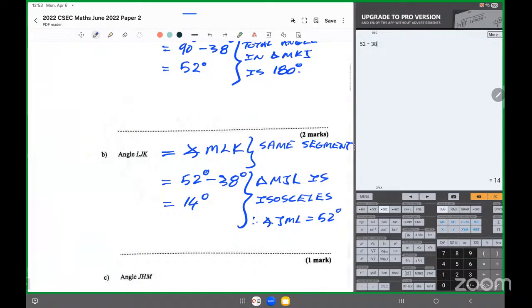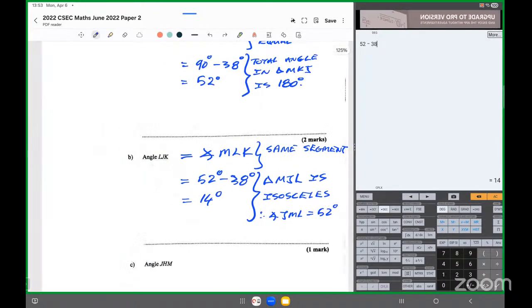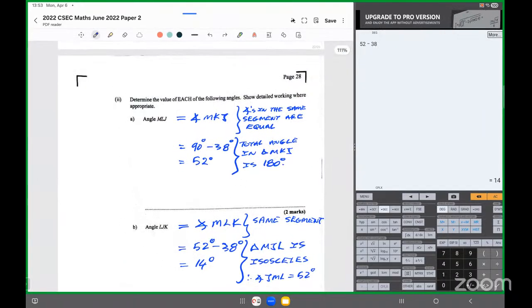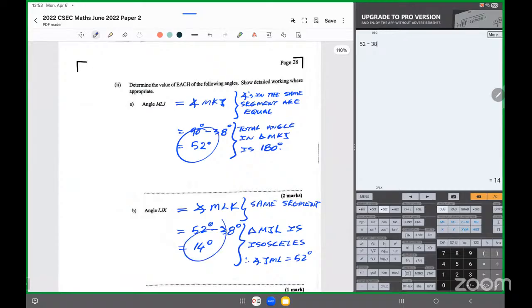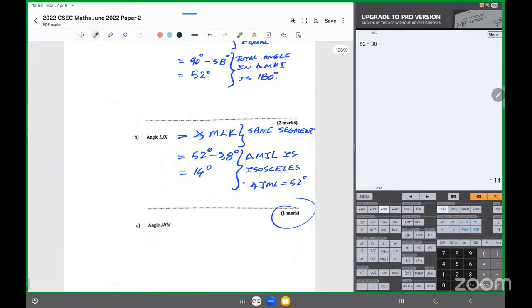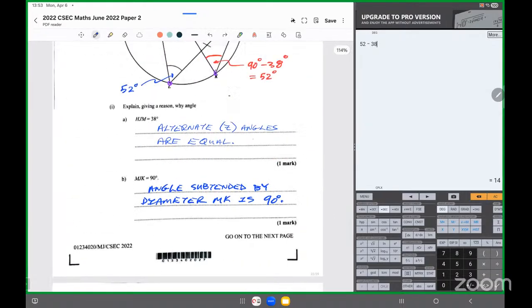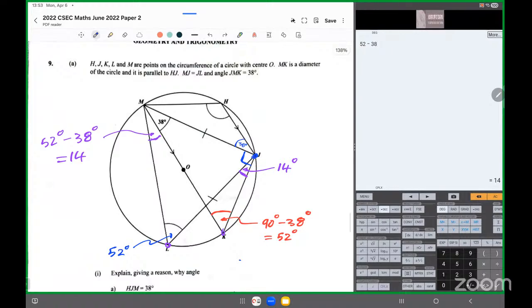Next part. I think for this question I don't need any reason, guys. You just need to do the calculation and write the answers, because they didn't ask for a reason. You get 1 mark for that and so on. So I just want you to calculate them, but I'm giving you the reason still. Next one I want is angle GHM. That's up here.